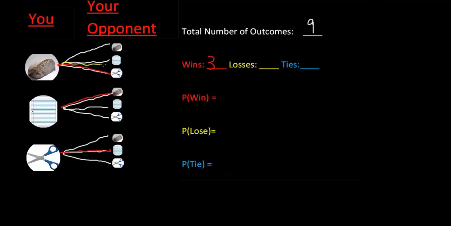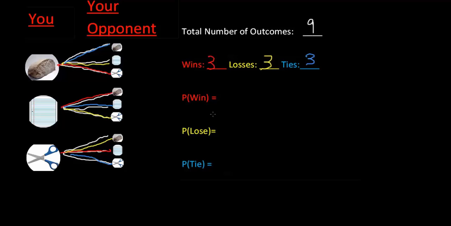We have 1, 2, 3 losses. How many ties? As you might have guessed, we will have 1, 2, 3 ties. This makes sense because there are 9 total outcomes and 3 wins, 3 losses, and 3 ties. 3 plus 3 plus 3 is 9.